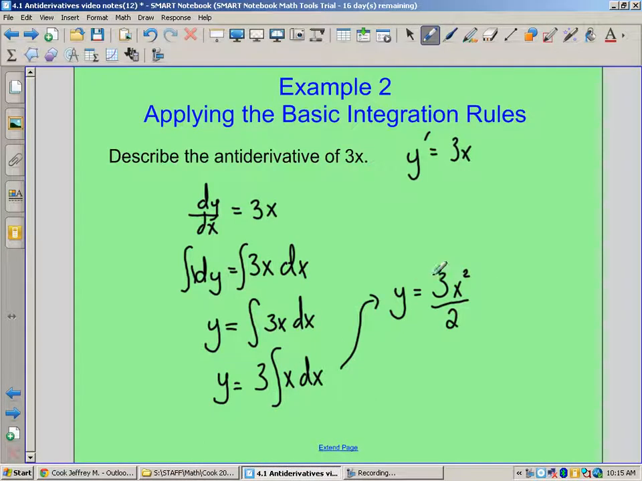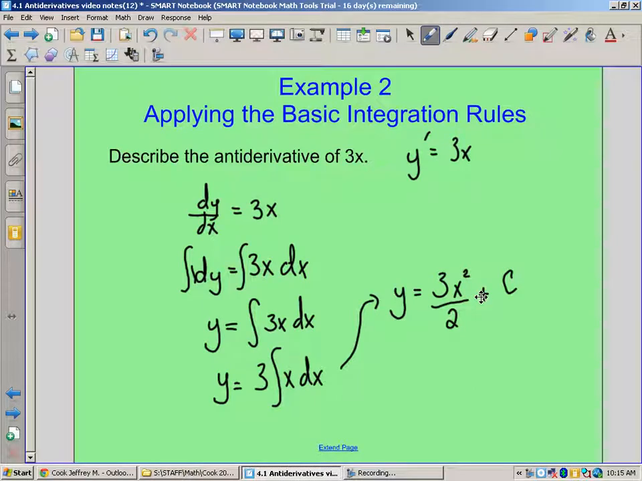Now don't forget that I have to come up with some constant, because remember, this is a family of functions. We don't know exactly what ordered pair it's going through, and by the end of this we'll talk about how to find that c value. So this is the antiderivative of 3x, is this function right here.